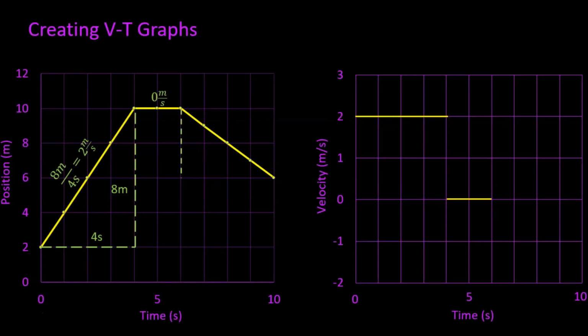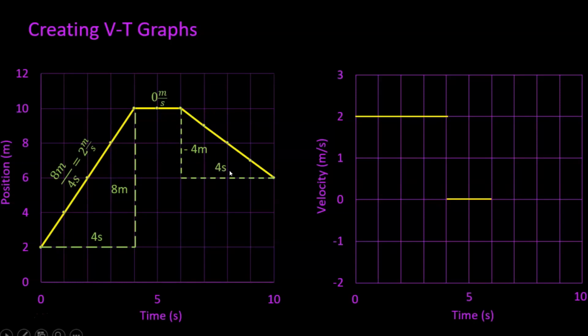Next, let's calculate the rise and run for our last segment from 6 seconds to 10 seconds. The rise was negative 4 meters. Now you may be saying, why is it negative 4 meters? Well, remember, to calculate the rise, it's the final position, which is 6 meters, minus the initial position, which was 10 meters. So for this segment, the displacement was negative 4 meters.